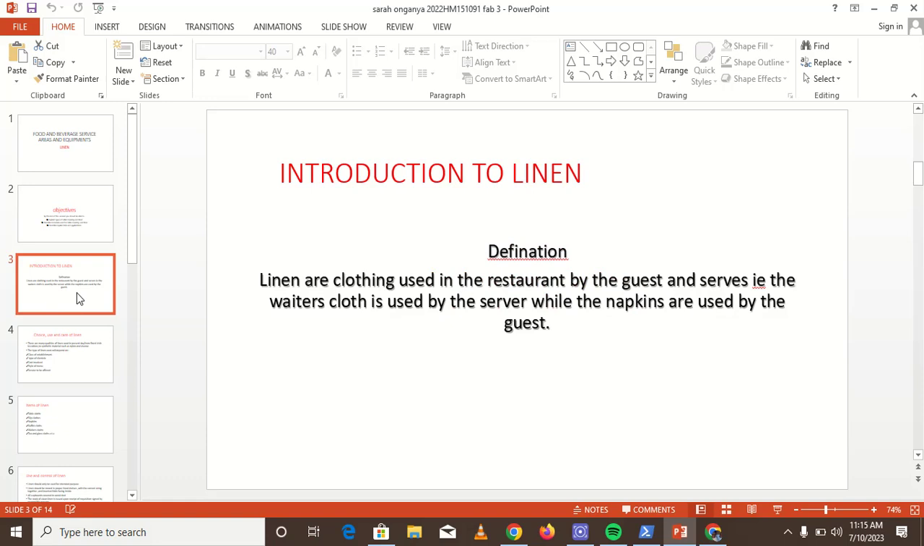Now we are going to the introduction to the linen. Mercy, can you read it for us about the definition of linen? Linen are clothing used in the restaurant by the guest and serves the waiters.